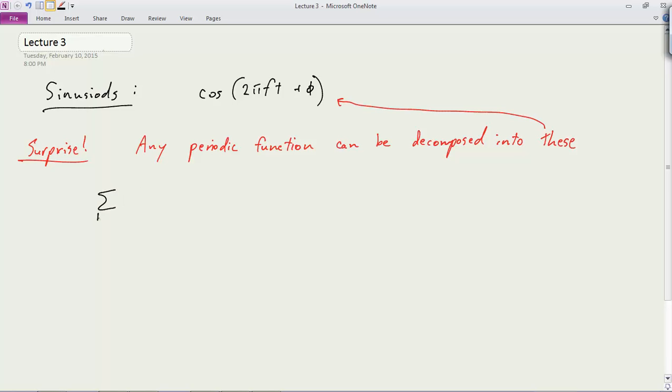Here's how. If you sum them up, you multiply your cosines by a scaling constant, call that a sub k, and then you take all the multiples of your fundamental frequency. And you give it the correct offset. Then with the correct choices of a's and phases, you can represent any periodic signal. All right. So "any" actually needs some qualifying, and we'll talk about that. So it's not truly any, but pretty much any signal you want.